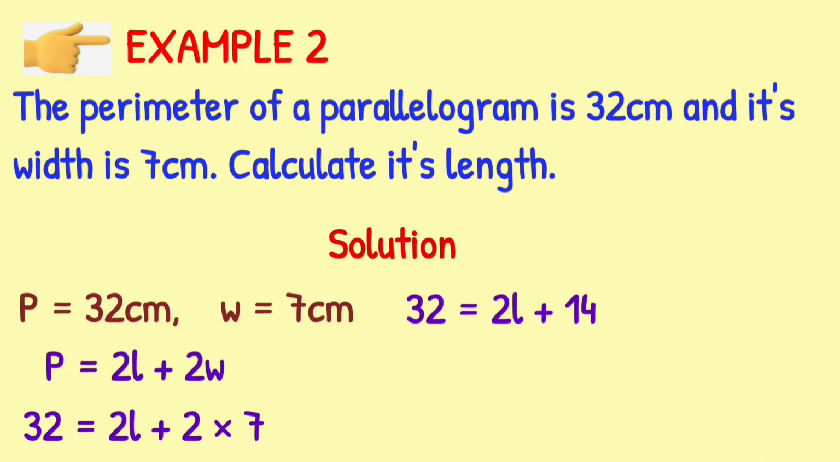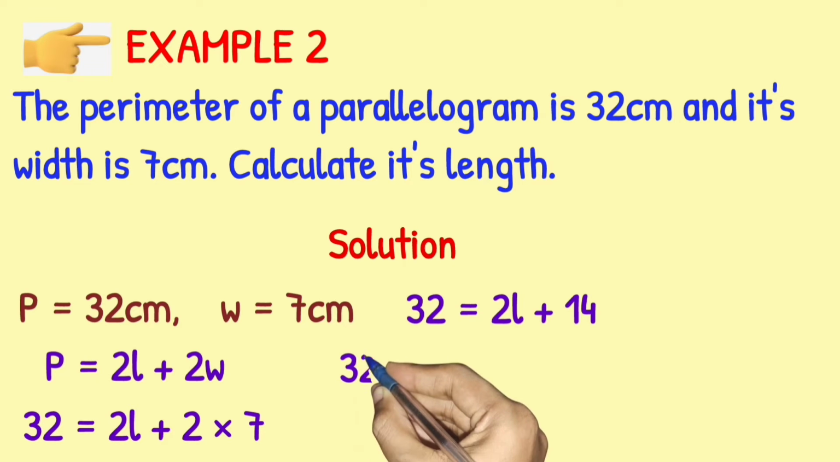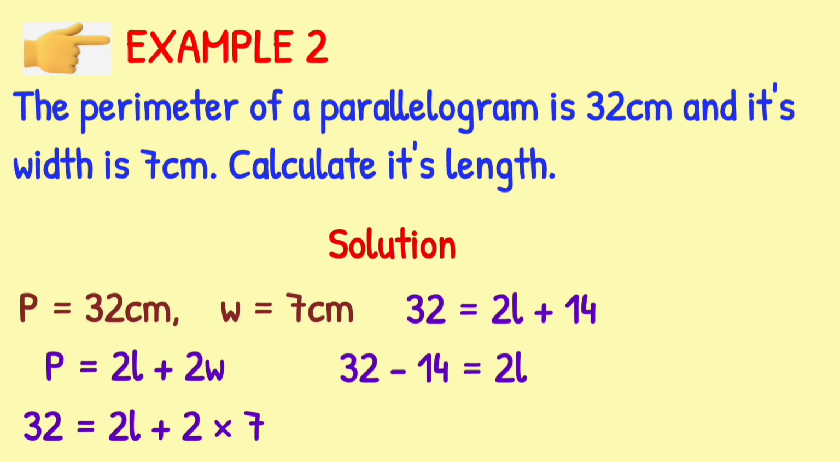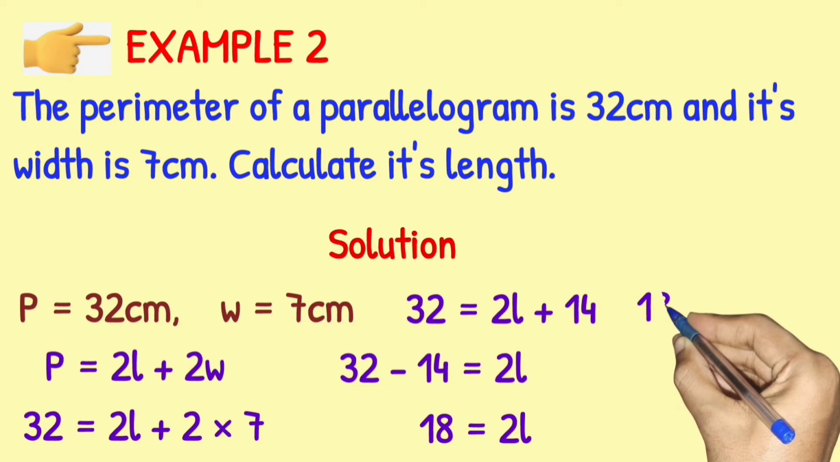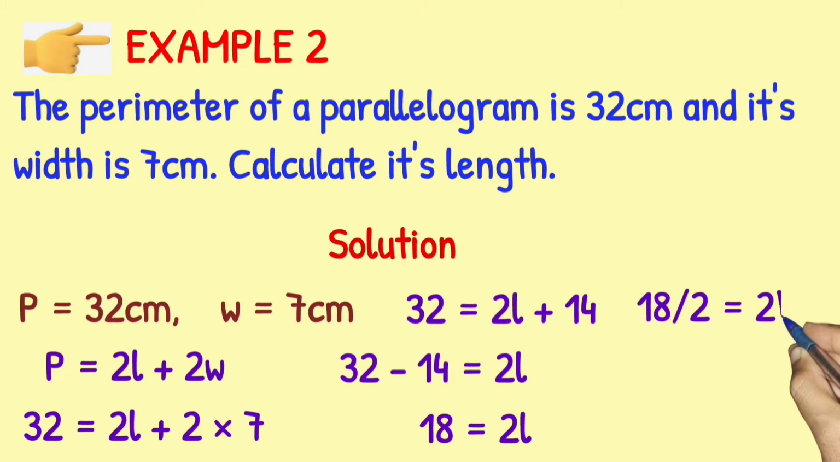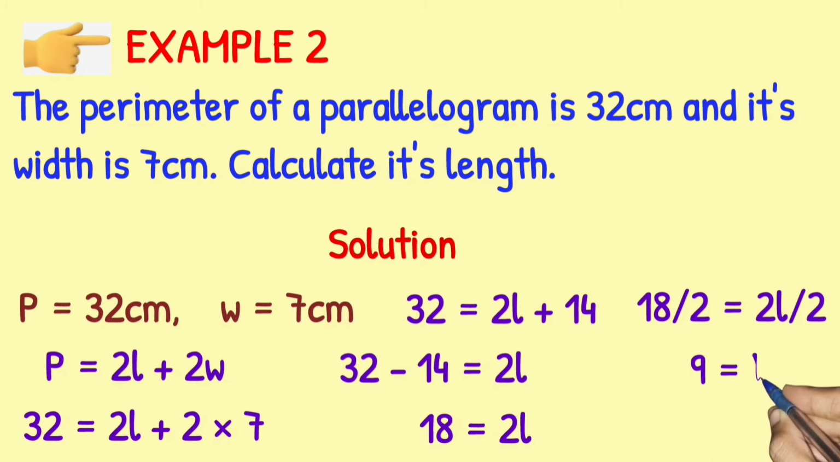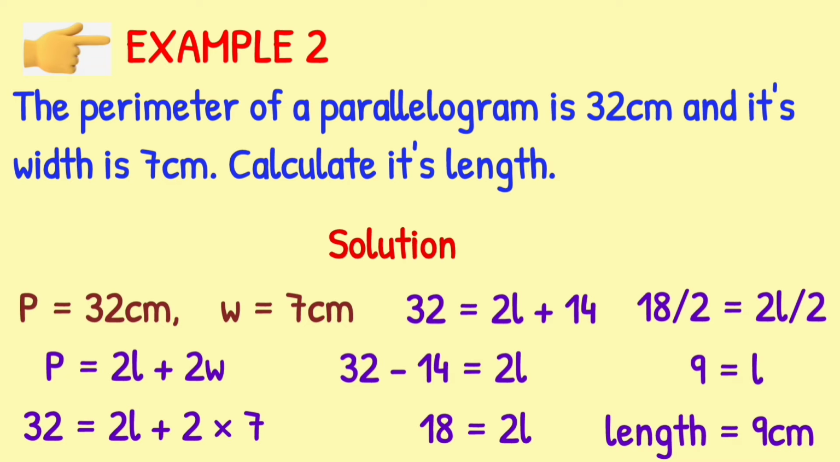Take plus 14 to the left hand side so that 32 minus 14 will be equal to 2L. The plus 14 turns to minus 14 because when plus crosses equal to, it turns to minus. 32 minus 14 is equal to 18, hence 18 is equal to 2L. Divide both sides by 2. 18 divided by 2 is 9. Therefore, the length of the parallelogram is 9 cm.